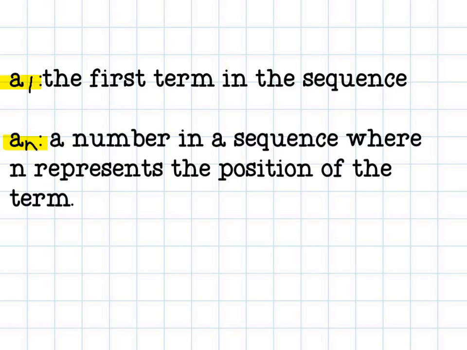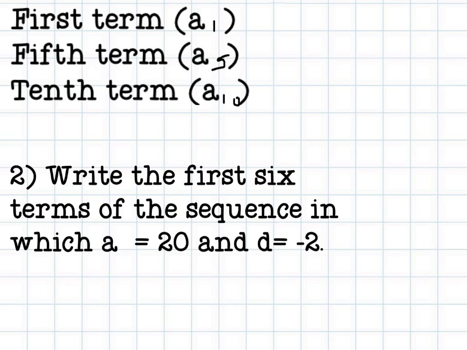Now, two more things that you need to know. A subscript 1 means it's the first term in the sequence. A subscript n is a number in a sequence where n represents the position of the term. I will explain what that means with the first example.